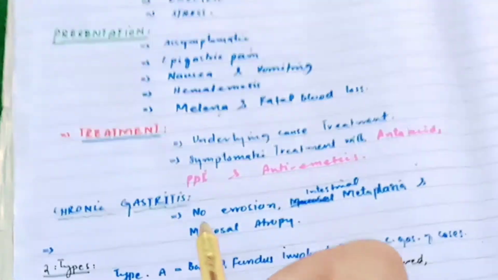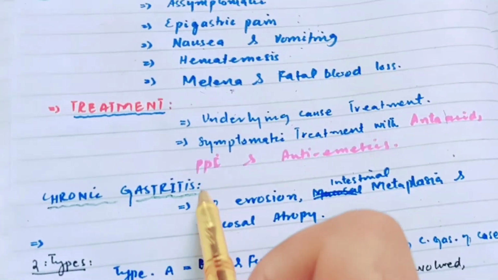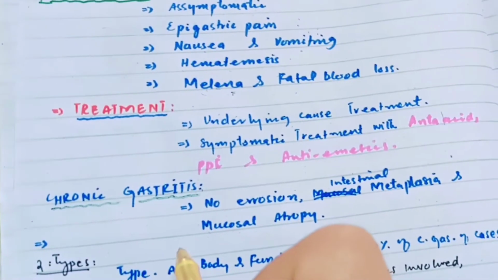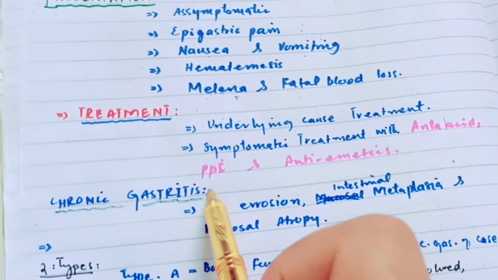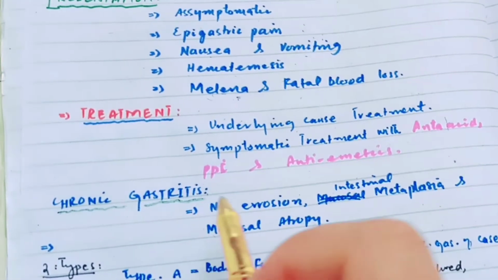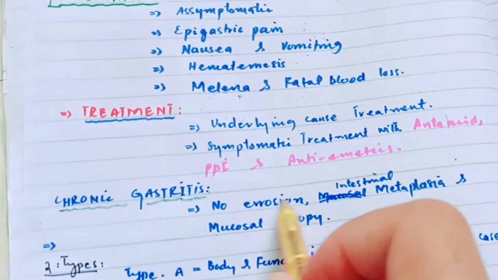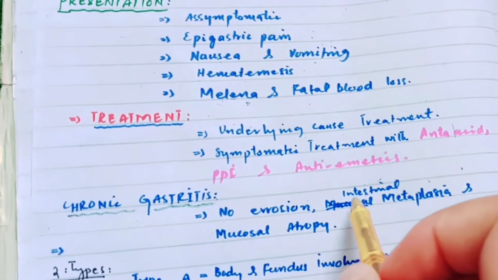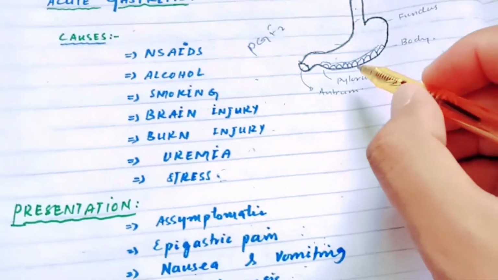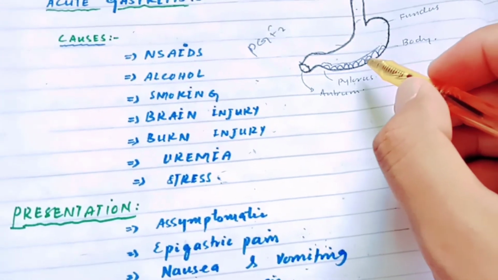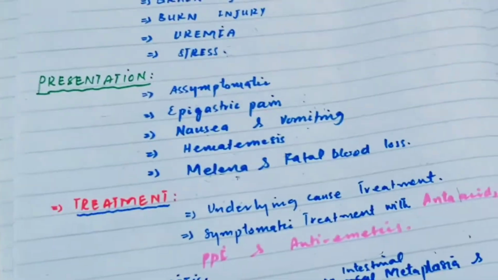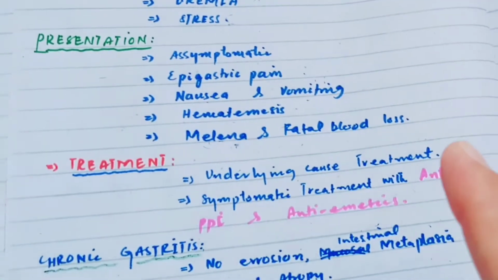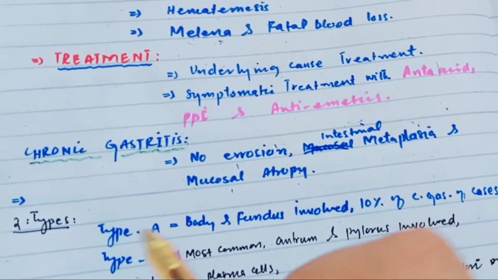The other type is chronic gastritis. In chronic gastritis, the gastritis develops gradually, and it lasts for a longer period of time. But in chronic gastritis, there is no erosion of the stomach; instead there is intestinal metaplasia, in which the stomach columnar cell is replaced by an intestinal type of cell, and there is mucosal atrophy. So these are the three things.